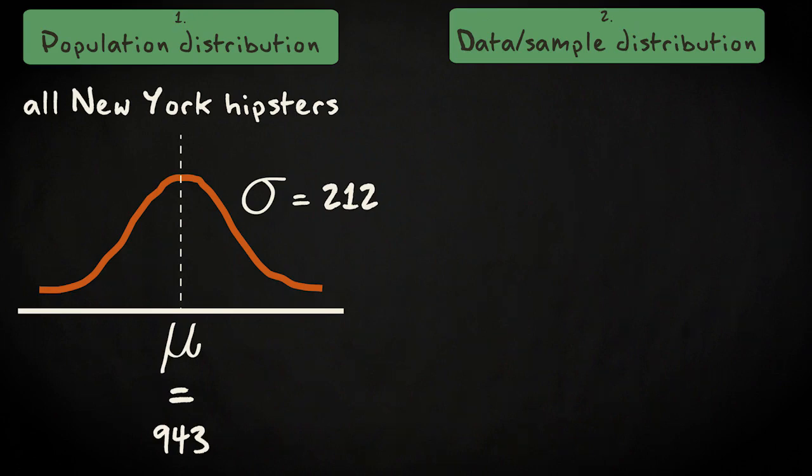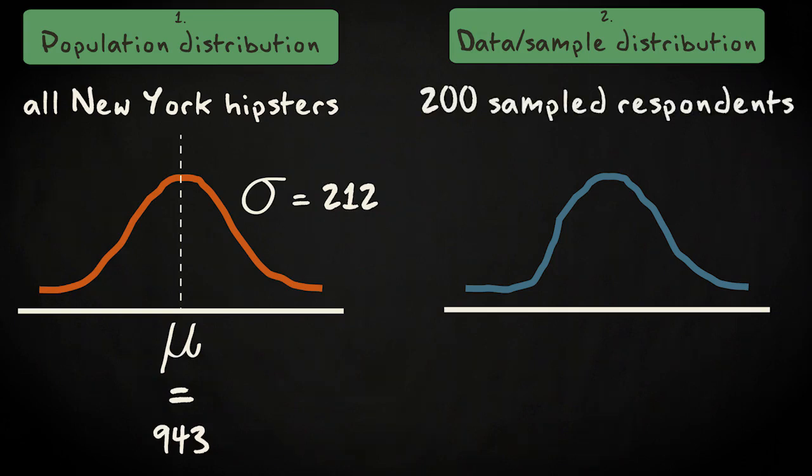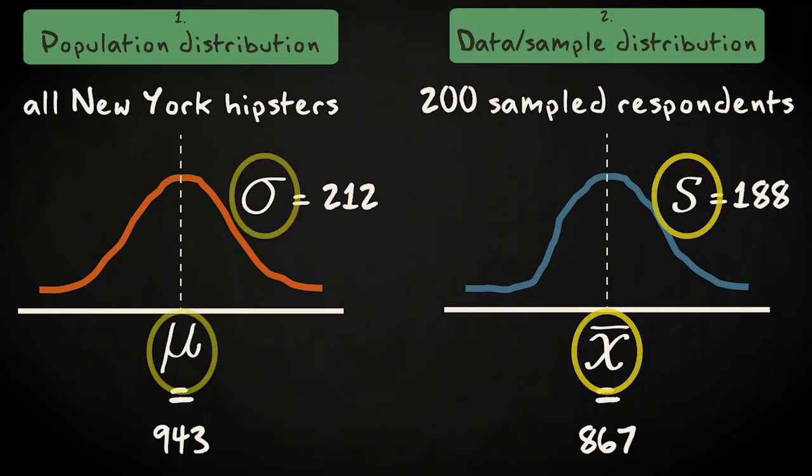The second distribution is the data or sample distribution. It is the distribution of the sample data. This is what it looks like. It is, just like the population distribution, approximately bell-shaped. The cases here are the 200 sampled respondents. The mean of this distribution is symbolized by x bar. It equals 867 minutes. As you can see, this mean is not very far removed from the population mean of 943 minutes. The standard deviation in the sample is 188 minutes. The mean and standard deviation are symbolized by Roman characters because they are sample statistics. The mean and standard deviation in the population are symbolized by Greek symbols because they are population parameters.